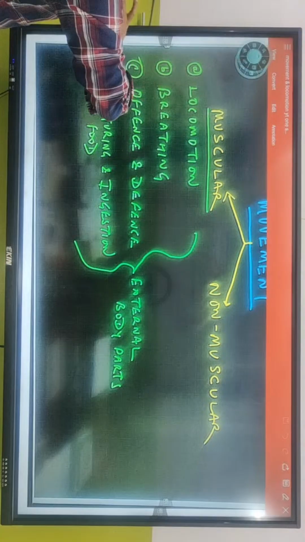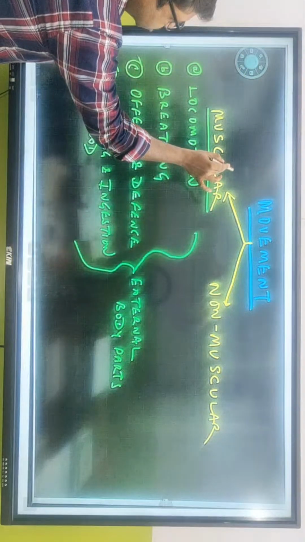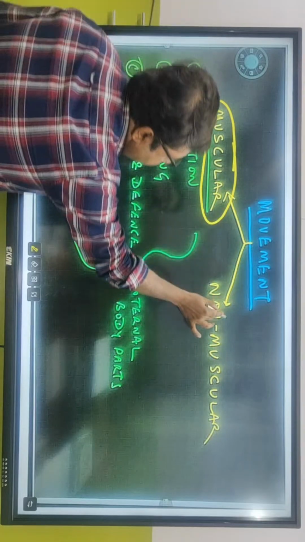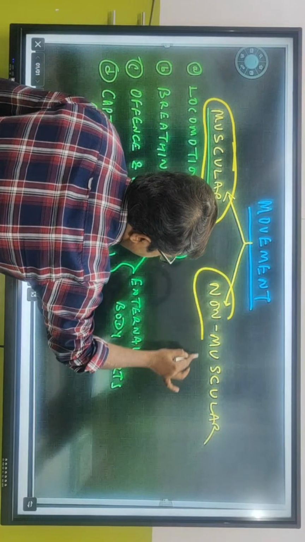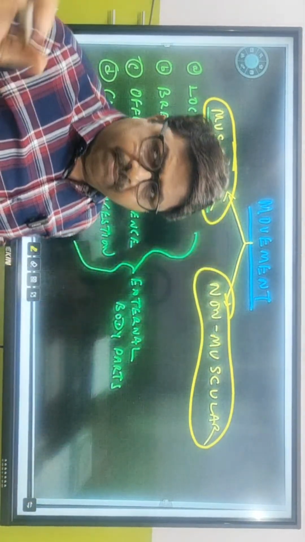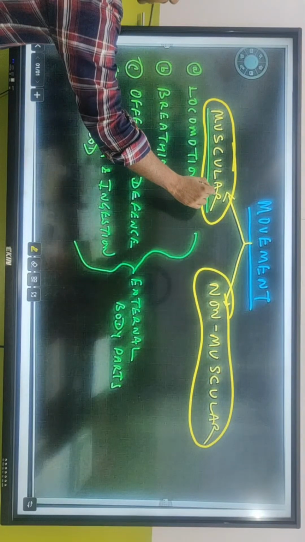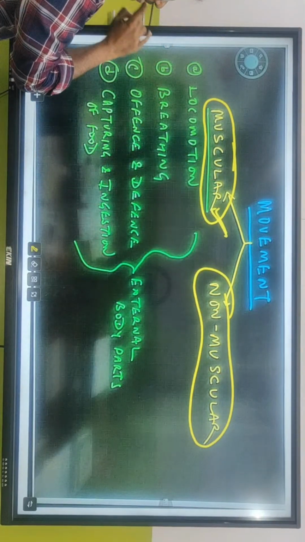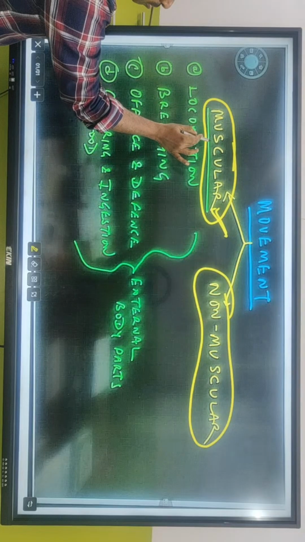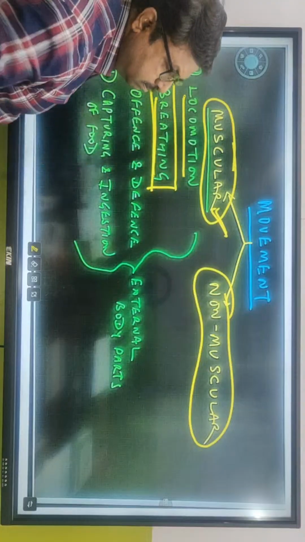When we talk about movement, movement normally can be muscular or non-muscular. Non-muscular movement is possible, muscular movement is also possible. Majority of the time, because we are vertebrates, majority of our movements are dependent on what? Muscles. So locomotion comes under muscular movement.